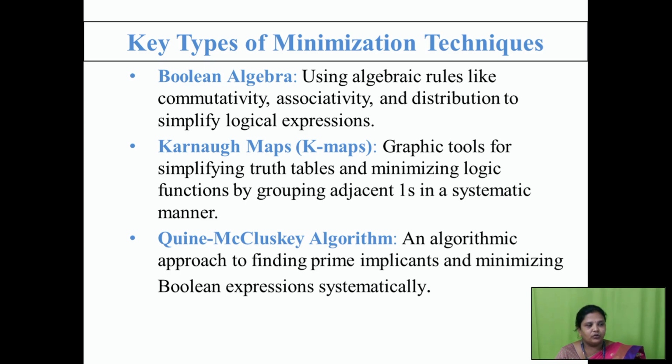When we go with the Quine-McCluskey algorithm, in this algorithm first we have to find the prime implicants, and then we are going to minimize the Boolean expressions systematically. So the Quine-McCluskey algorithm is a unique one to get unique answers, so that we can systematize it. Next we are going to see the Quine-McCluskey procedure.